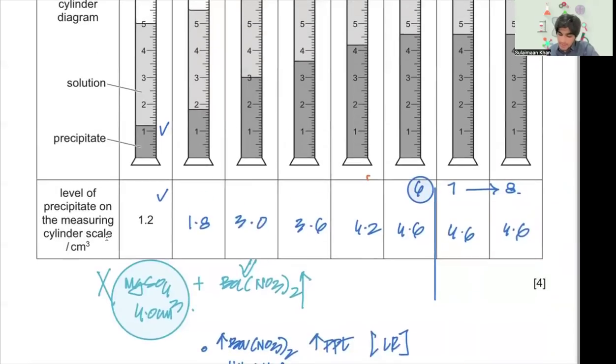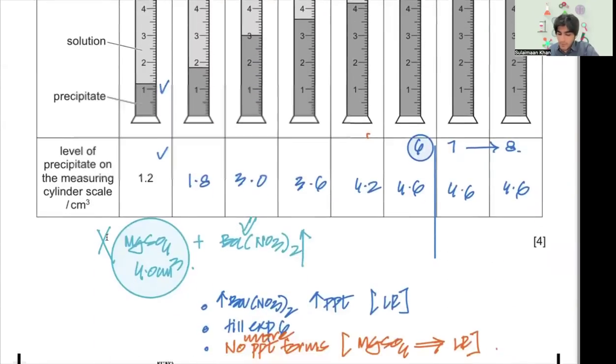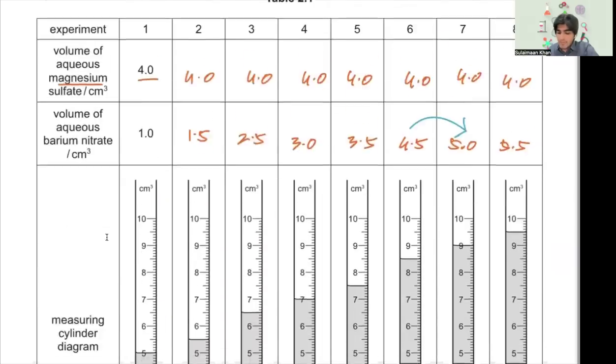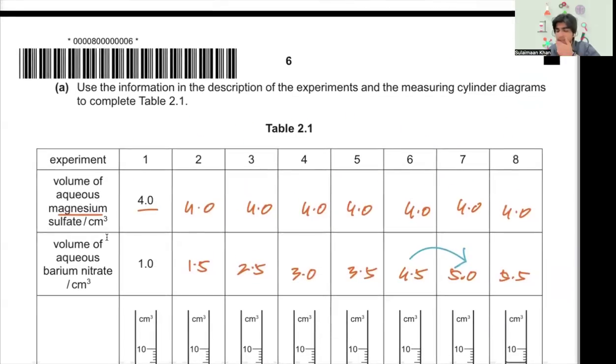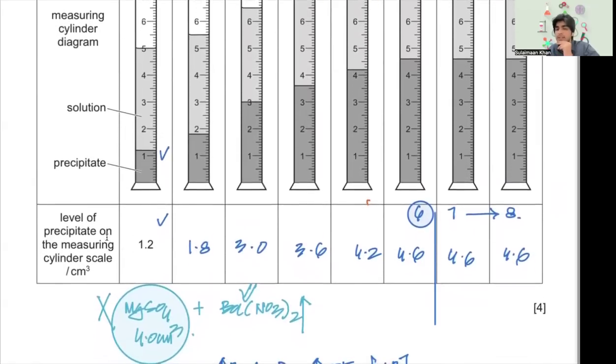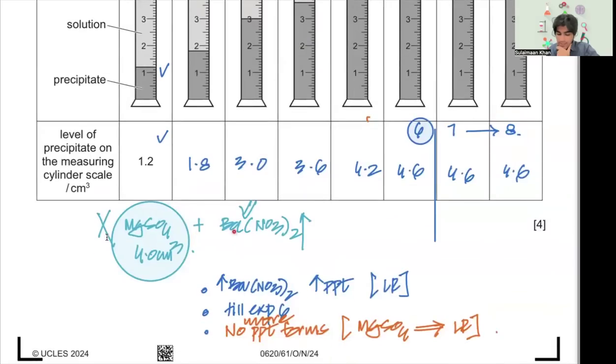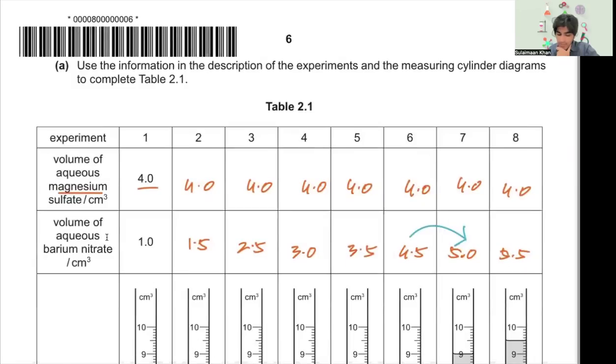My question to you guys is, from experiment 6 to 7, by how much is barium nitrate in excess? You could say, yeah, all the magnesium sulfate was used up. Yeah, you could say that, Ismail. Chill. Now, my question to you guys is, by how much was barium nitrate in excess?